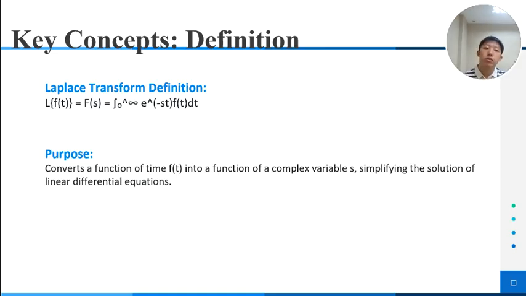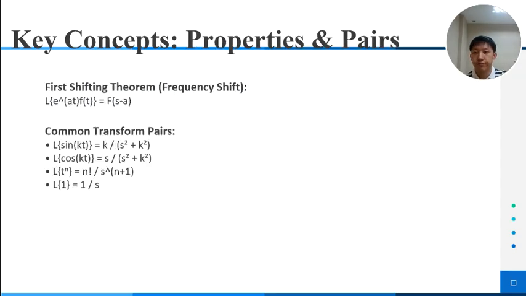Before diving into the solutions, let's recall the fundamental definition of the Laplace transform. It is an integral transform that converts a time domain function into the S domain, which is particularly useful for solving differential equations with constant coefficients.